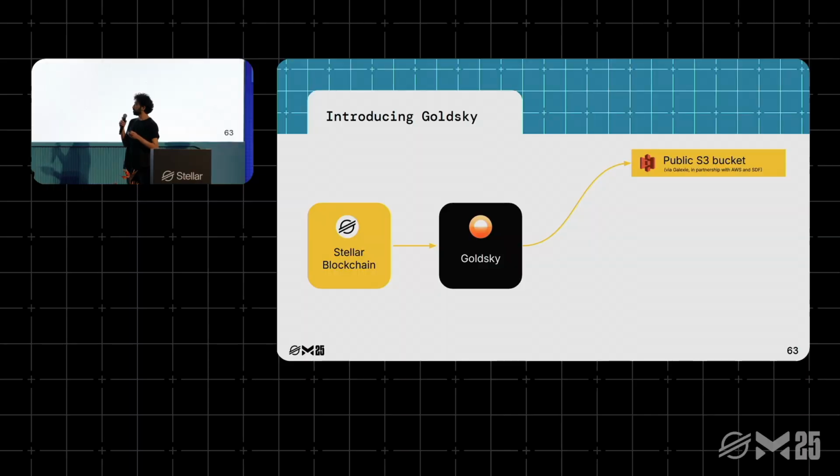which is to use Goldsky. So to recap, we are running a public instance of Goldsky and backfilling data into an open S3 bucket for everyone to access completely for free. You don't need an account, you don't need a key, you don't need to tell us who you are. This is being done in partnership with Amazon as well as with the Stellar Foundation. And this is a public good for the entire ecosystem to use, no strings attached.